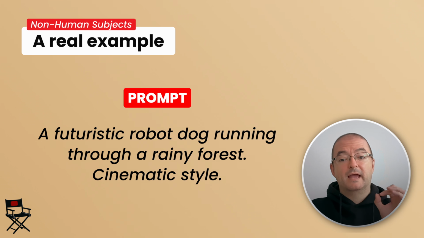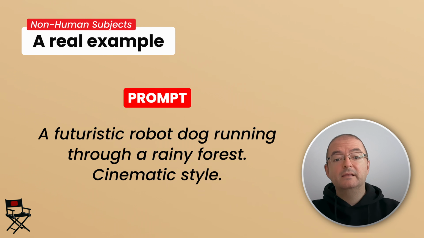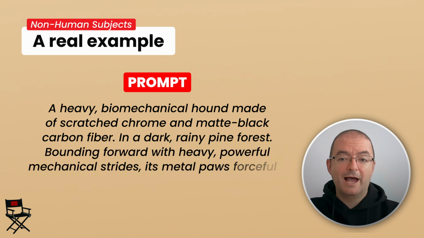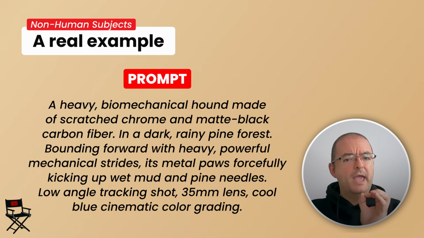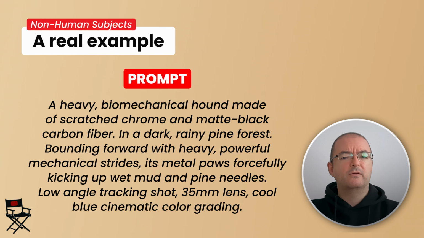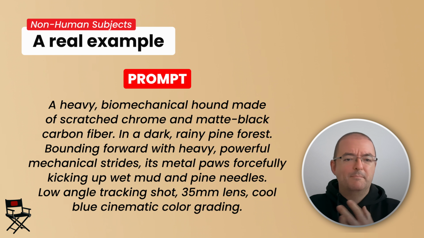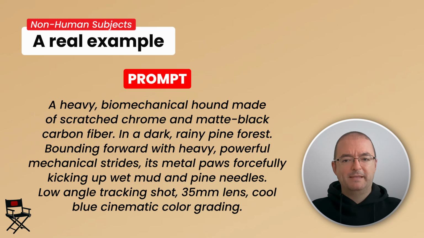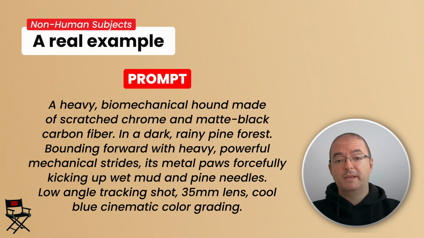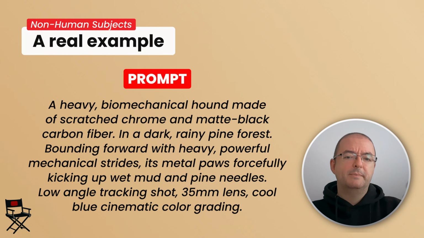Let's rewrite the subject and the action using our material and gravity rules. Watch how it changes when we command the physics. For example: a heavy biomechanical hound made of scratched chrome and matte black carbon fiber in a dark, rainy pine forest, bounding forward with heavy, powerful mechanical strides, its metal paws forcefully kicking up wet mud and pine needles. Low angle tracking shot, 35mm lens, cool blue cinematic color grading.